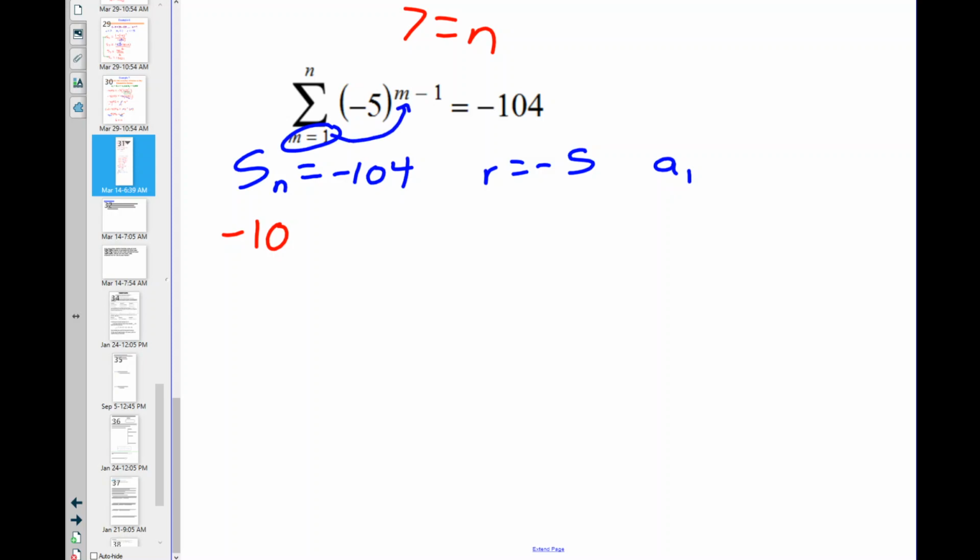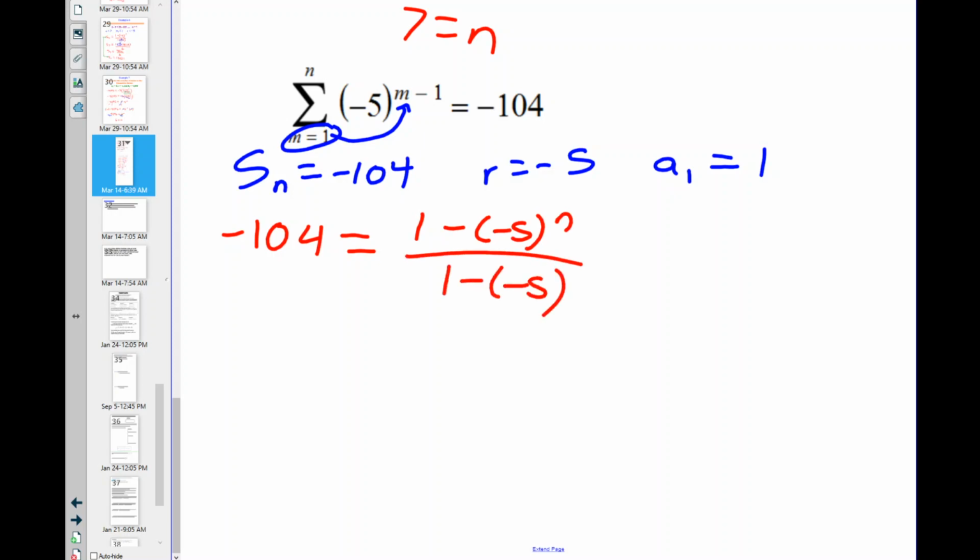1 minus 1 is 0. Anything to the 0 power is 1. Because of that 1, I don't need the parentheses or the 1 on the outside. I can just do 1 minus negative 5 to the n that I'm looking for over 1 minus negative 5. This becomes a plus. Negative 104 is 1 minus negative 5 to the n over 6.